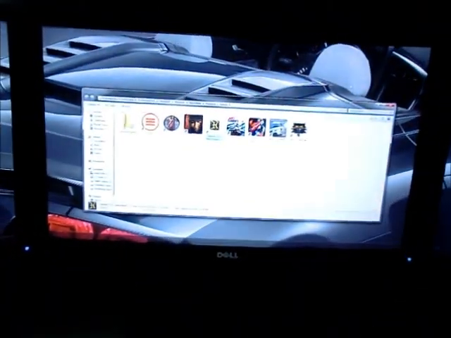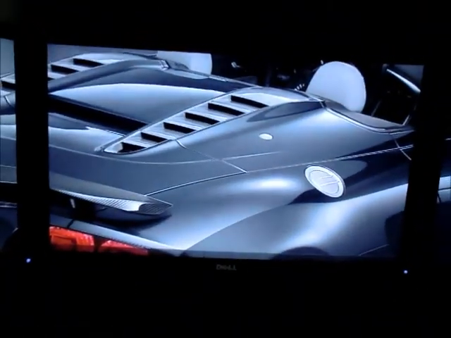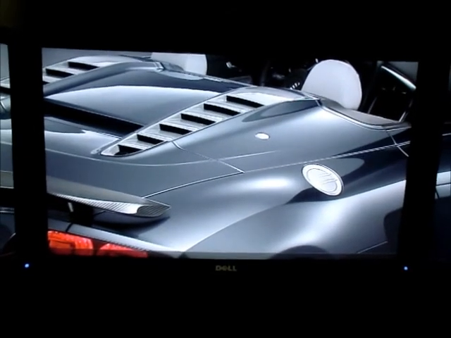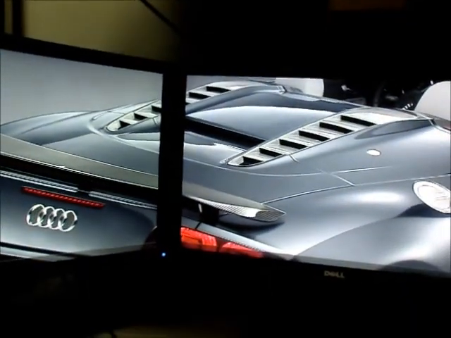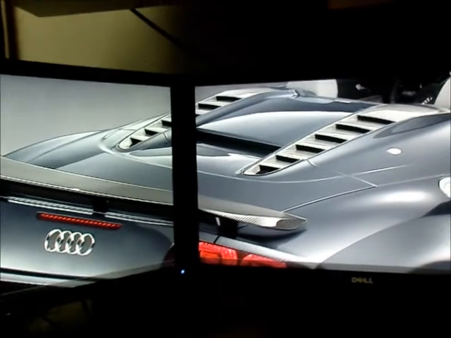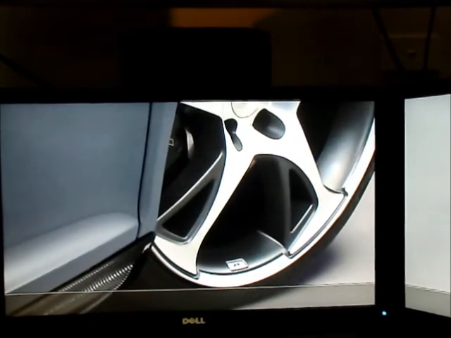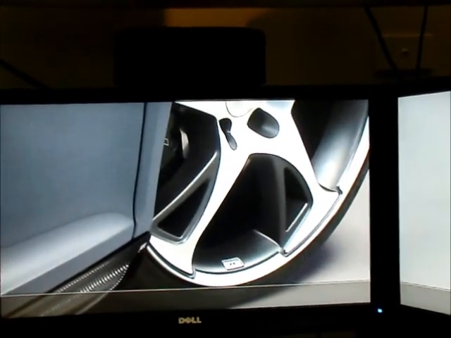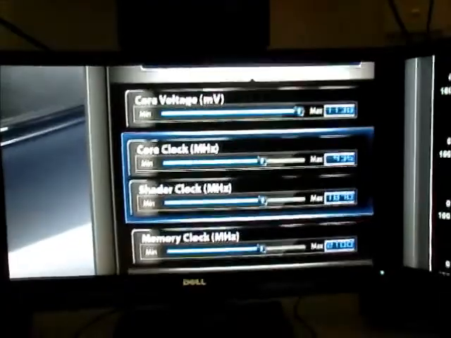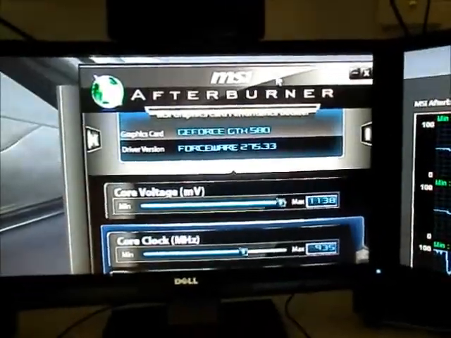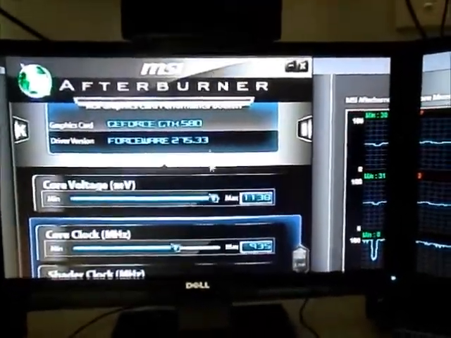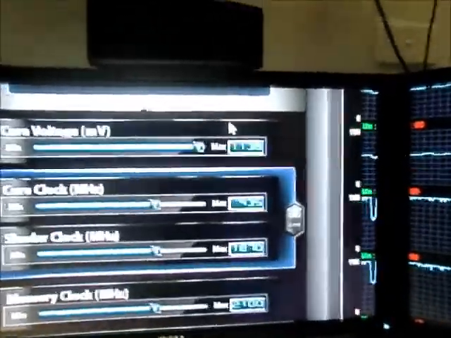Alrighty, bear with me. Because my camera is so poor, I need to use the Windows magnifying tool so you guys can actually see. Alright, look at that magnifying tool. So I'll open up Afterburner and I'll show you my everyday overclocks. Alright, here we go.